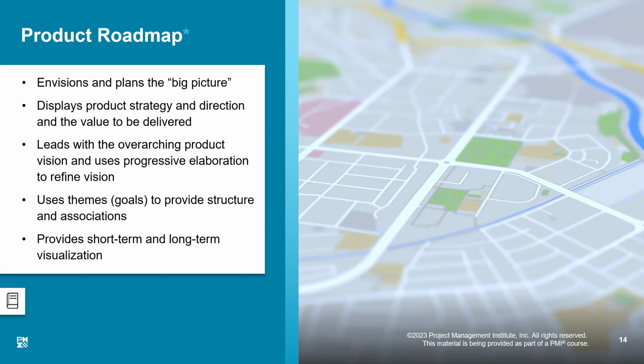It uses themes, like goals, to provide structure and association, a broad outline goal. Then it provides short-term and long-term visualization. What will be happening in this project in the short term, after one iteration, two iterations, three iterations, or in the long run, by the end of the project, what is expected, right? Everything is hazy. In Agile, we don't know exactly. But still, the product roadmap is kind of a base. We can establish a holistic view of how a project is going to roll out.